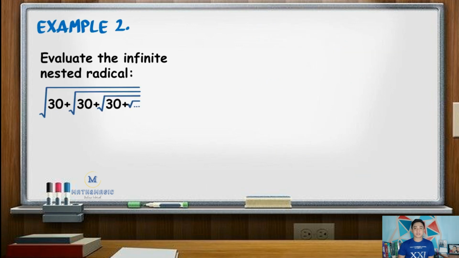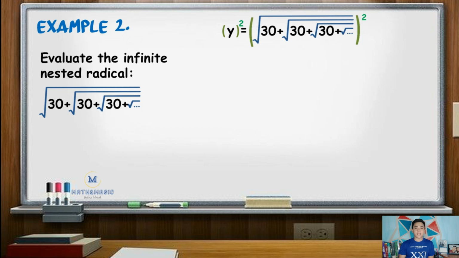Another example, find the value of the infinite nested radical, the square root of everything inside, 30 plus the square root of everything inside, 30 plus the square root of everything inside, 30 plus and so on and so forth. Doing the same process, we need to equate this infinitely nested radical by a variable. Let's say in this case, we will use the variable y. So that would become y equals the square root of the infinitely nested radical term. Next, getting the square of both sides, we'll have y squared equals positive 30 plus the infinitely nested radical.